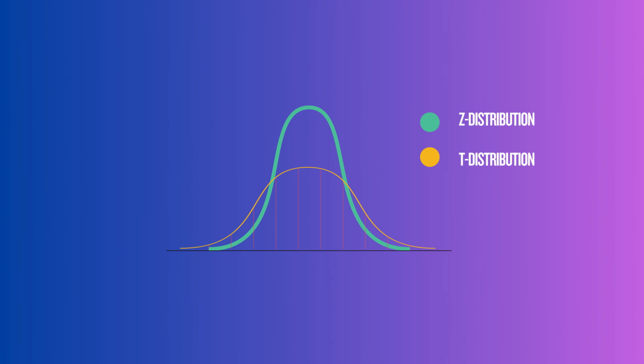The reason is intuitive. When we only estimate the spread, we are less certain, and that uncertainty has to go somewhere. It ends up in the fat tails of the t-distribution. The smaller the sample, the stronger this effect, and the larger the sample becomes, the more the t-distribution approaches the normal distribution until they are practically identical.